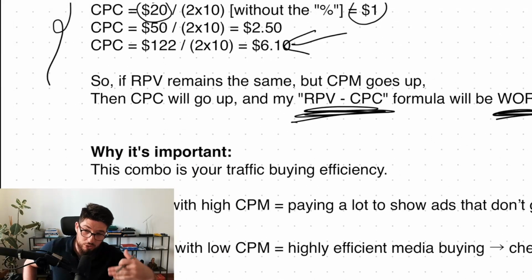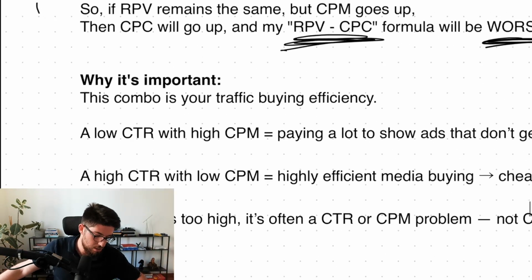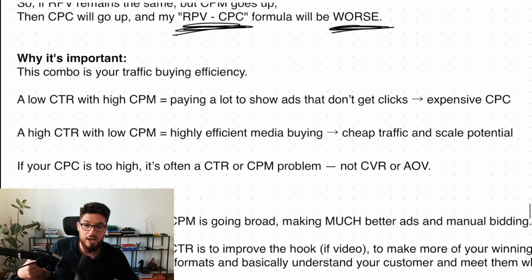But you have to go into the depths of the metrics to be able to fix things like ROAS and scalability and unlock new levels. Why is this important? It's basically how efficient are you at buying traffic. Low CTR with high CPM. What is this? I'm paying a lot to show my ads, but I'm not getting clicks. Low CTR, like, this is the worst position to be in.